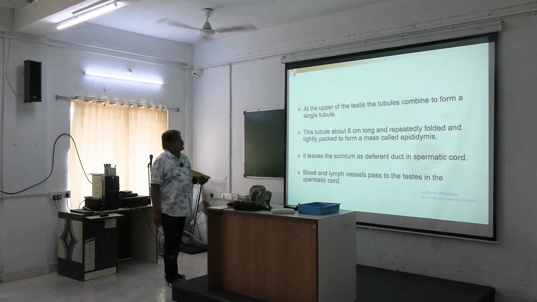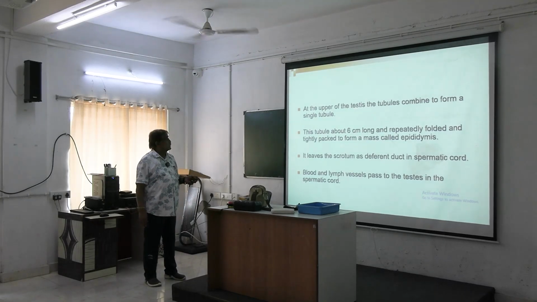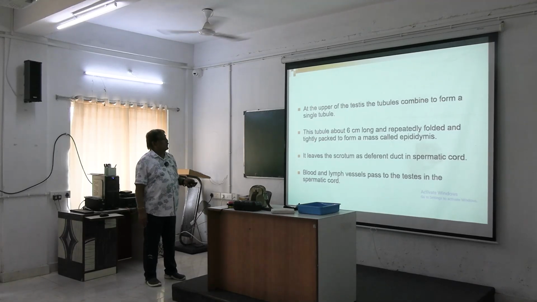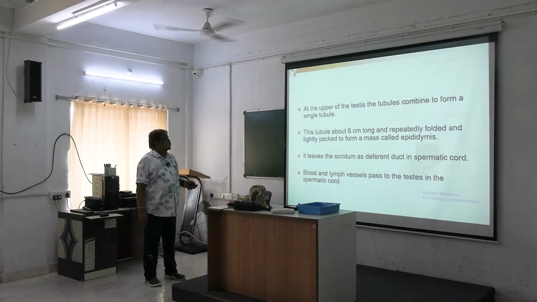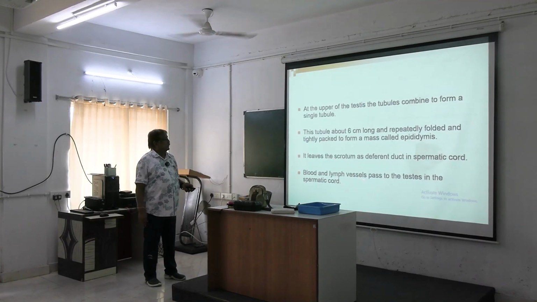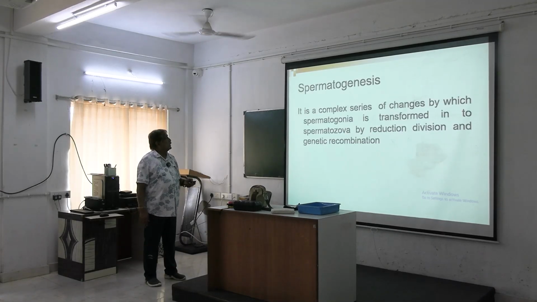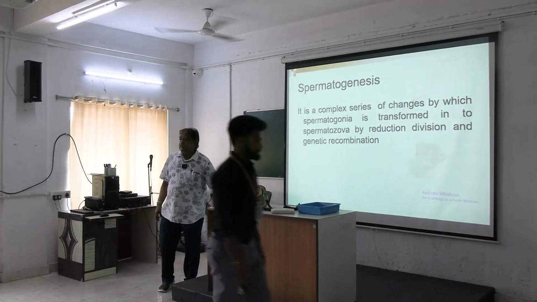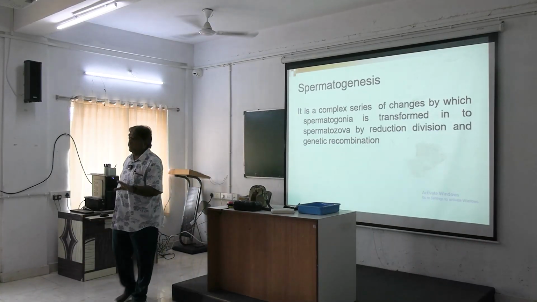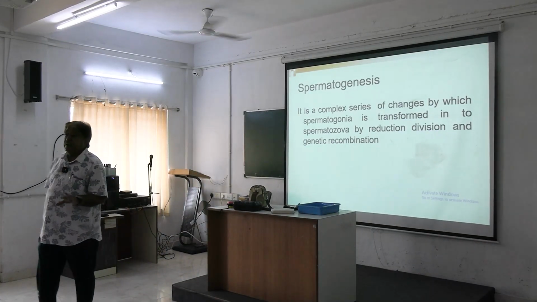At the upper end of the testis, the tubules combine to form a single tubule. This tubule is 6 centimeters long and repeatedly folded and tightly packed to form a mass called the epididymis. It leaves the scrotum as the ductus deferens in the spermatic cord. Blood and lymph vessels pass to the testes in the spermatic cord. Now, this complex process is spermatogenesis, which won't be discussed in detail today.